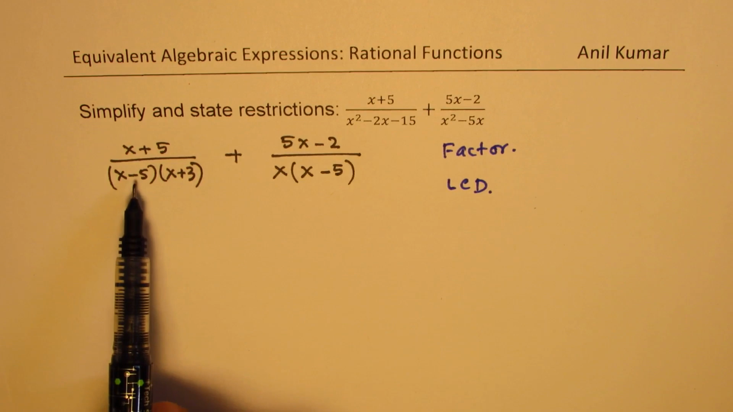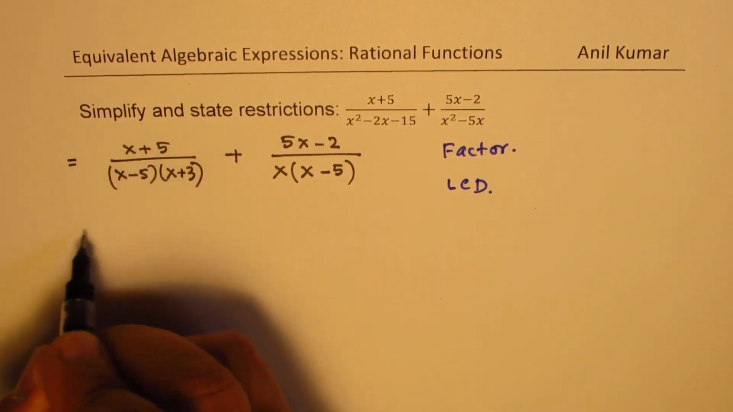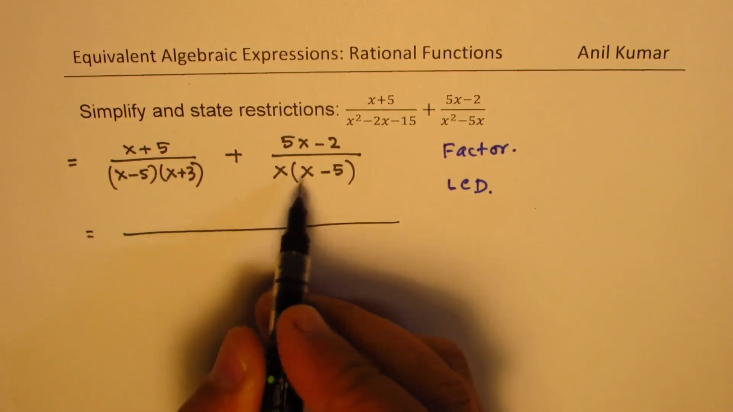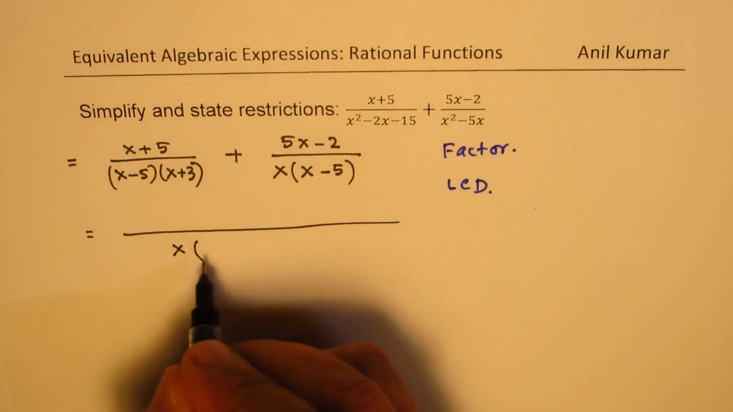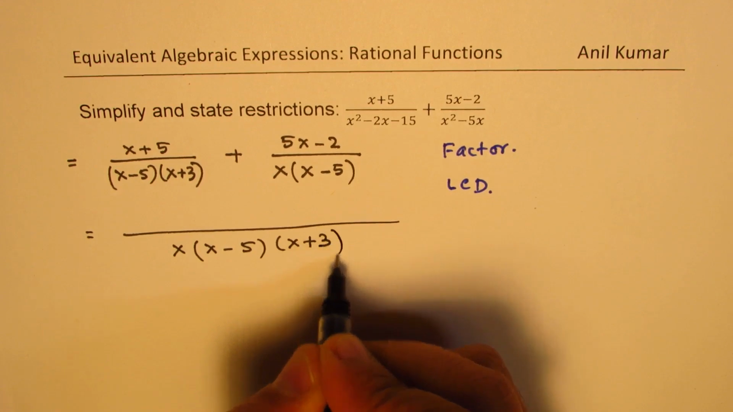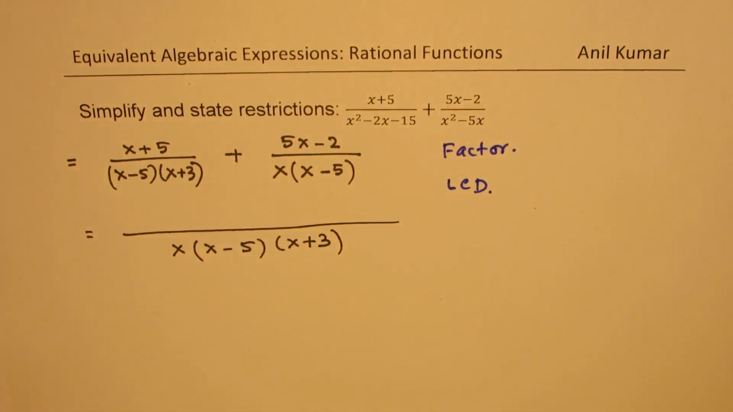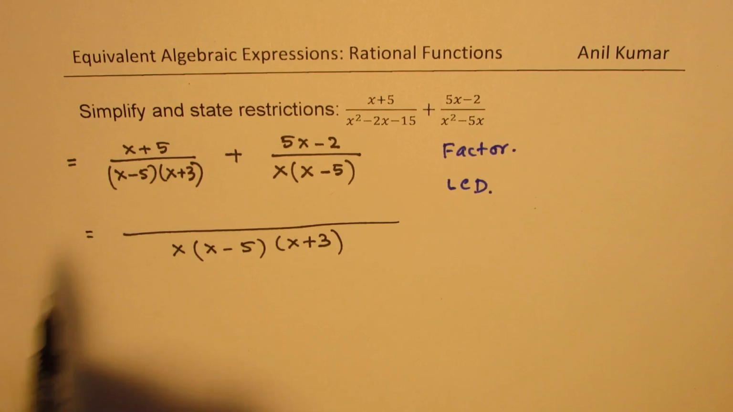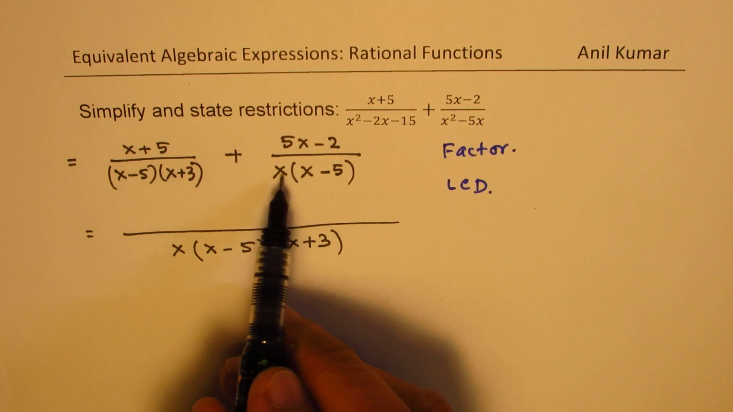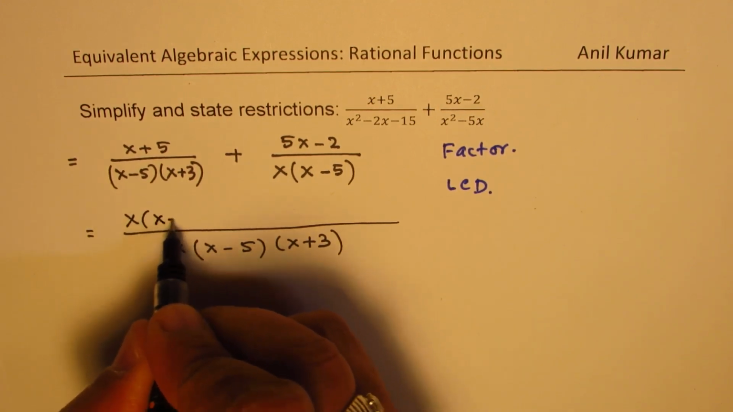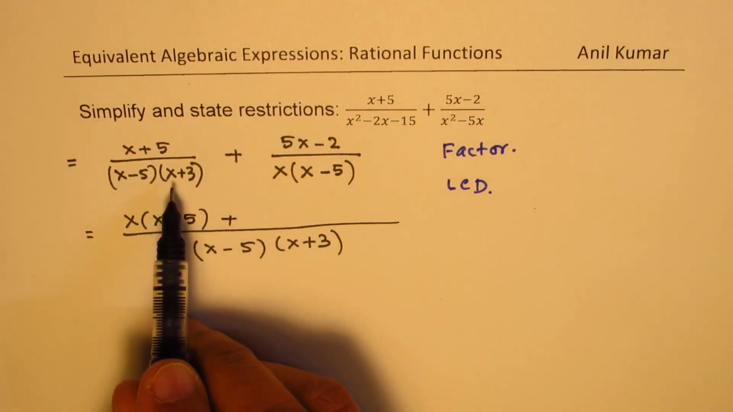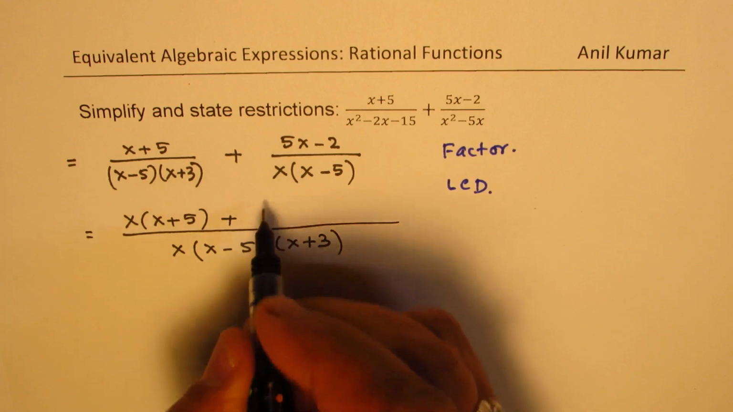Now in this case, the lowest common denominator is, so we have these factors. Well, x is alone, so x to the 1, and then we have x minus 5, and we also have x plus 3. So that will become the lowest common denominator. Now in the first term, in the denominator, x is missing. So we'll multiply the numerator by x. So we get x times (x plus 5), right? Plus. In the second term, the factor x plus 3 is missing. So we are going to multiply that by x plus 3.